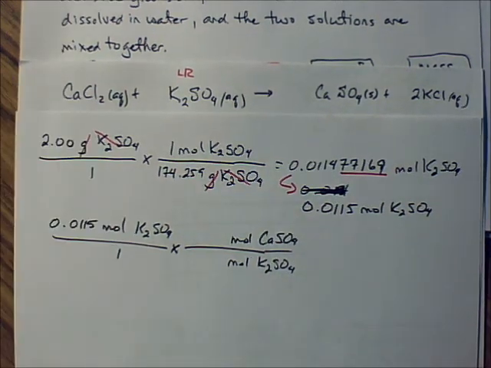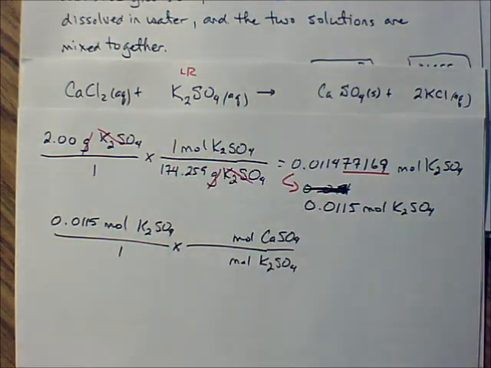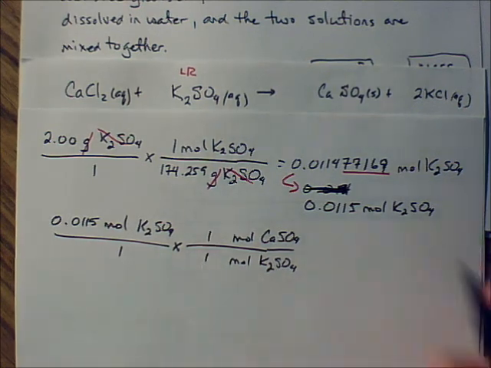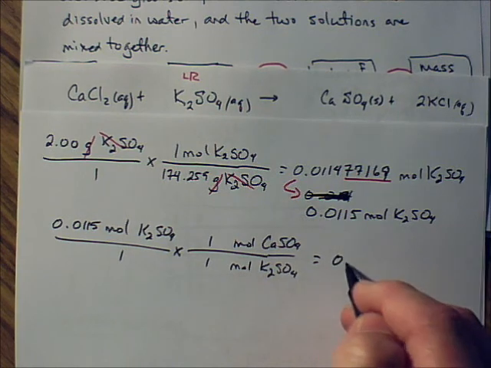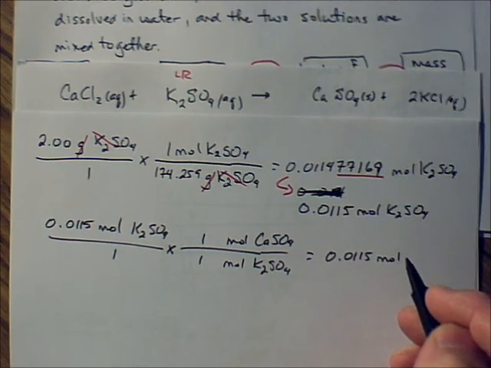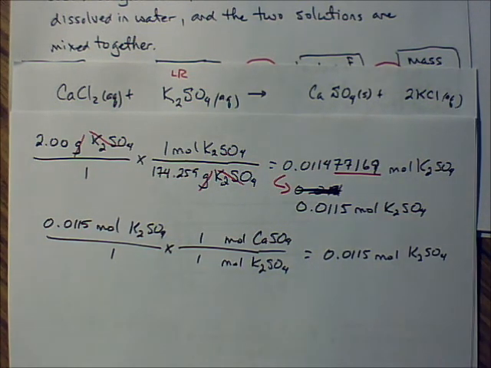And what is the molar ratio between potassium sulfate and calcium sulfate? 1 to 1. Wow, that math is easy too, isn't it? 0.0115. Now, it isn't always that easy, but this time it is. You got lucky here. K2SO4. It's not that easy in your lab work, by the way. There's some coefficients to deal with.